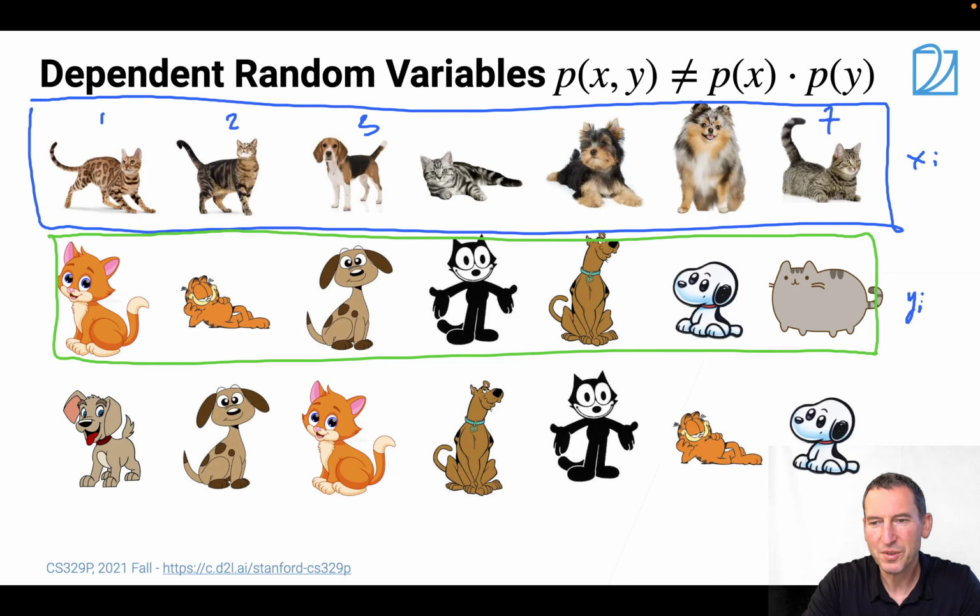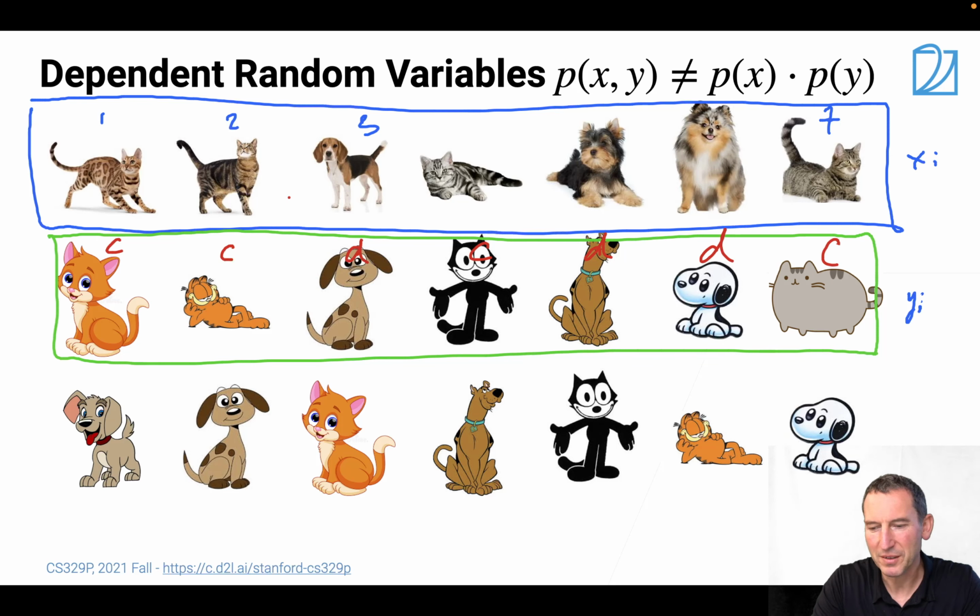And if you first squint at it, you might struggle to see whether it's one or the other because these are now just cartoon cats and dogs. And does Garfield really look very much like this tiger cat? Well, maybe not really. But once you see what the trick is, namely, they're both cats. So this is cat, cat, dog, cat, dog, dog, cat. You can see that the x's and the y's are very clearly dependent.